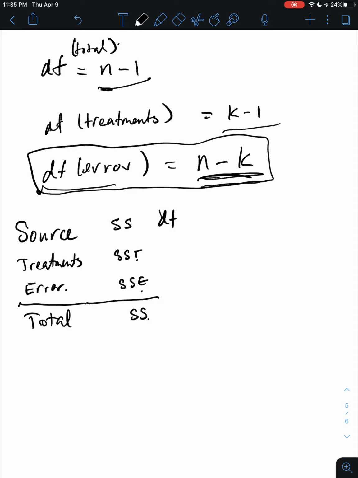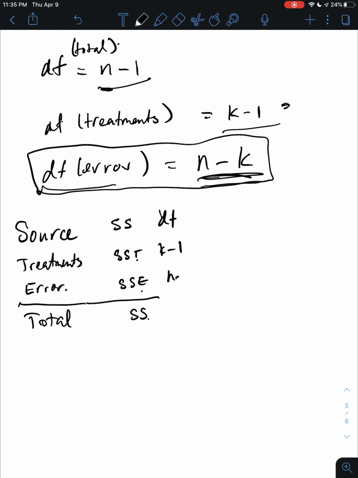Next thing I like to put in this table is the DFs, degrees of freedom. So the degrees of freedom among the treatments, we wrote down up here. So I'm just going to fill in that formula. K, remember, is the number of different treatments. It's typically 3 in examples that we look at, but it could be 4, it could be 5, whatever.